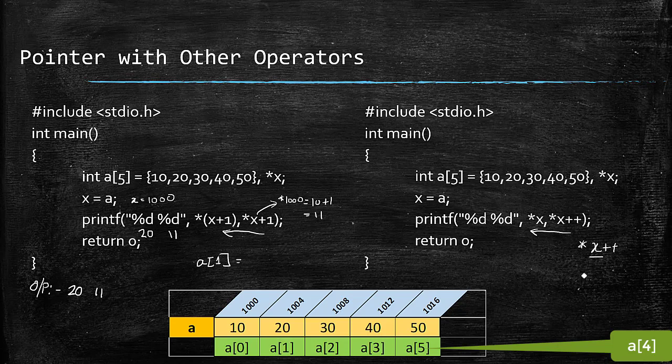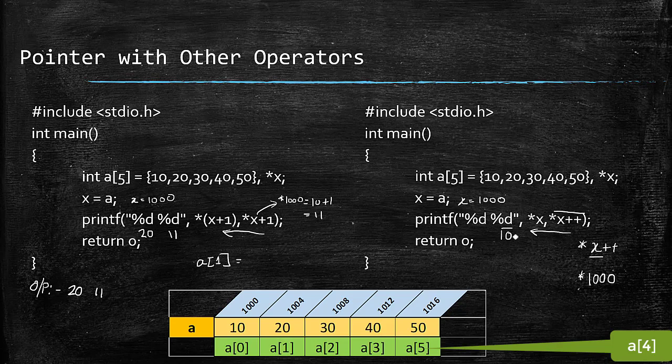So it will first use the value of x. What is the current value of x? Considering the base address of the array is 1000, the current value of x is also 1000 for this statement. Now, as the value of x is 1000, what will it get in the asterisk operator? It will get asterisk 1000. This means the value at the address 1000. What is the value at the address 1000? It is 10. So this format specifier will print 10 for this parameter.